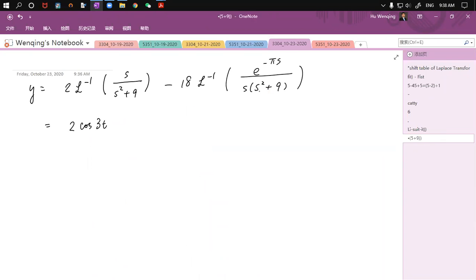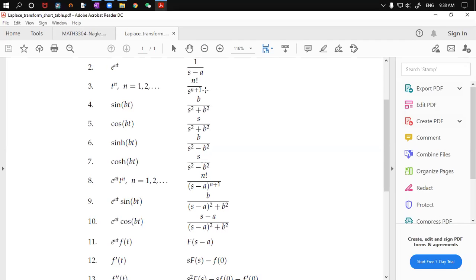What about this one? Well, s squared plus 9 multiplied by s, we immediately find that none of these rows are going to match, right?